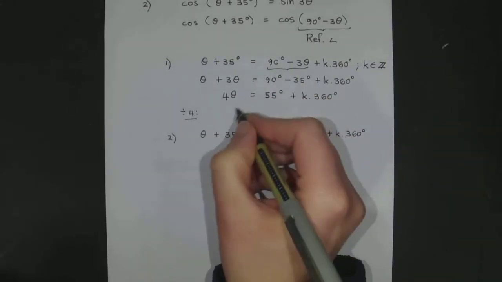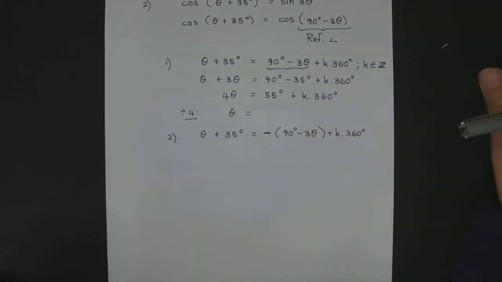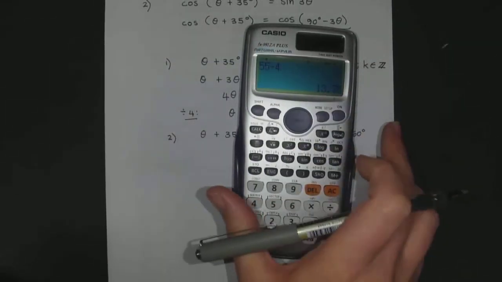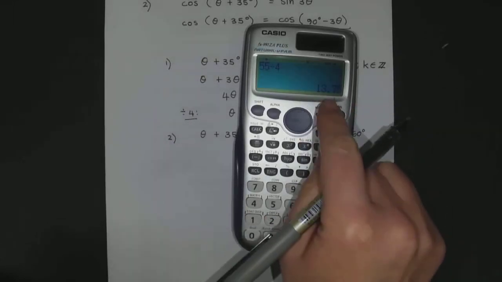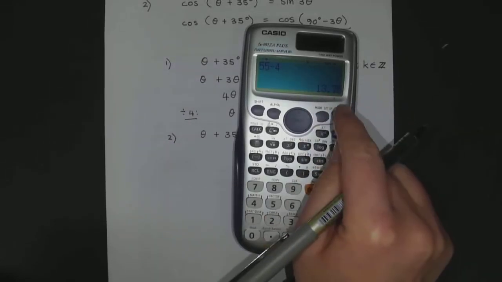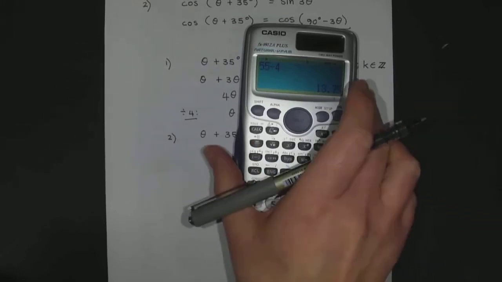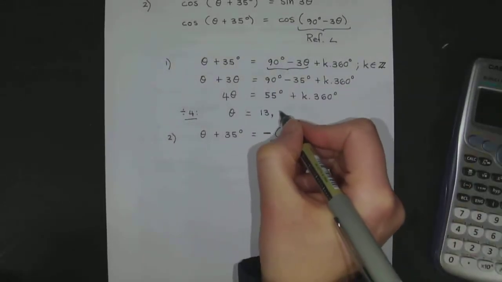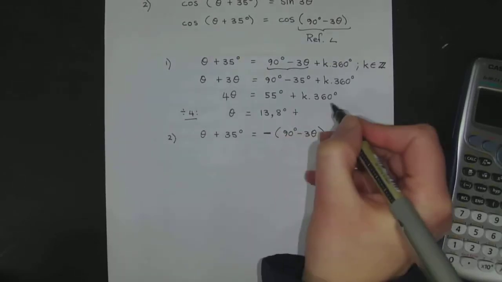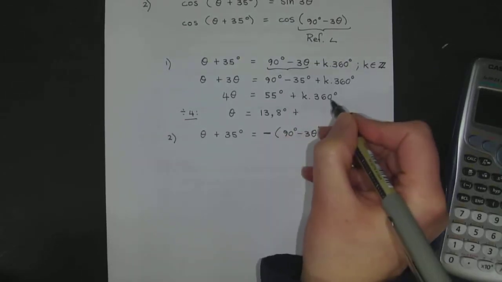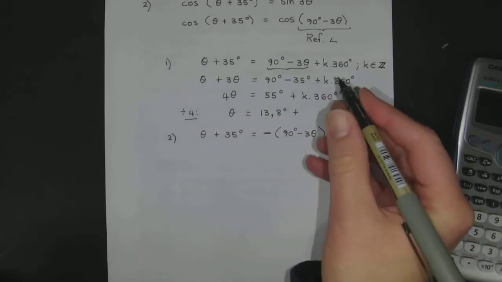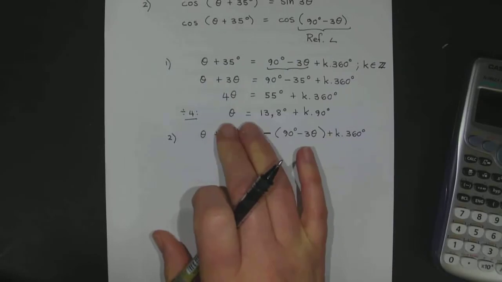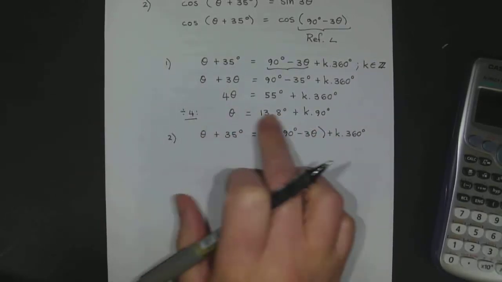So 4 theta divided by 4 is theta. Now 55 divided by 4 is equal to 13,75, or if I round it off to one decimal place, it's going to be 13,8. And also remember, this is very easy to forget, so please don't forget 360 must also be divided by 4, so that's going to be k times 90 degrees. So that is then the first part of my general solution.